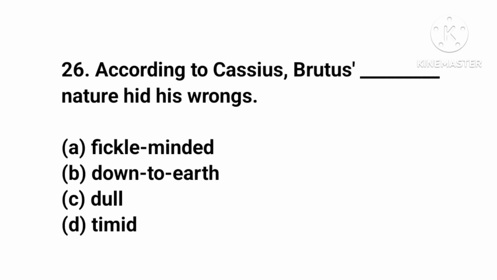Now number 26. According to Cassius, Brutus's dash nature hid his wrongs. Option A, fickle-minded. Option B, down to earth. Option C, dull. Or option D, timid. So which characteristics of Brutus hid his mistakes, hid the wrongs that he did? Tell me.